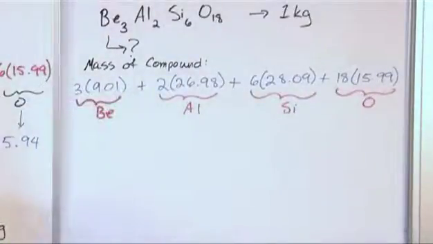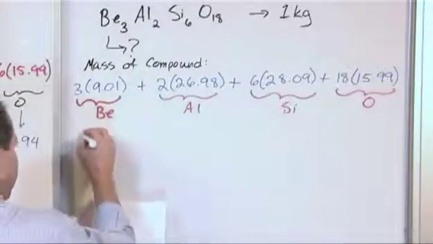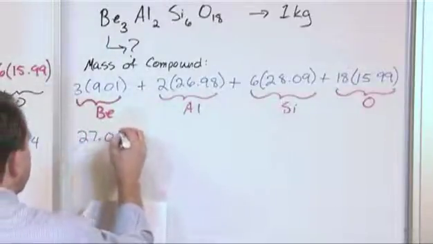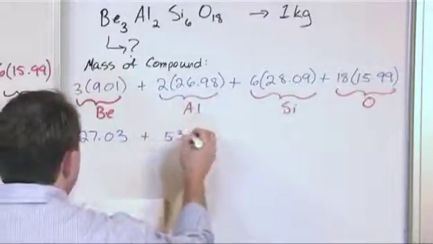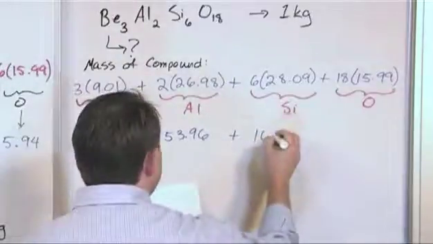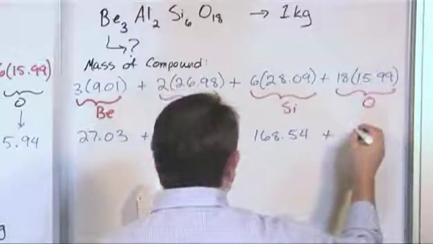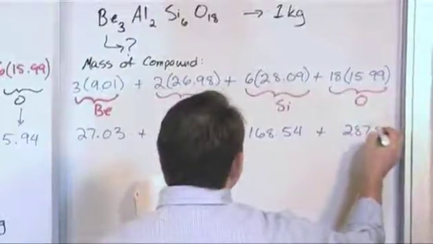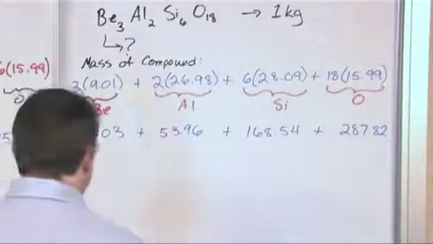Right, so let's go ahead and do that multiplication. When we do this multiplication here, we will get 27.03 grams per mole. When we do this guy, it'll be 53.96 grams per mole. When we do this guy, it'll be 168.54 grams per mole. And when we do this multiplication, it'll be 287.82 grams per mole. Okay, so let's add them all together and figure out what we have.